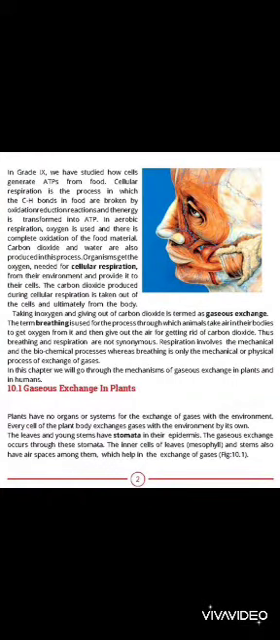Cellular respiration is the process in which the CH bonds in food are broken by oxidation reduction reactions and the energy is transformed into ATP.